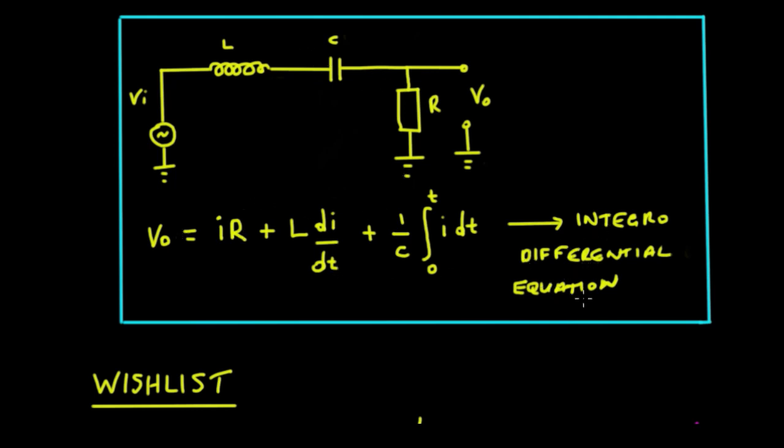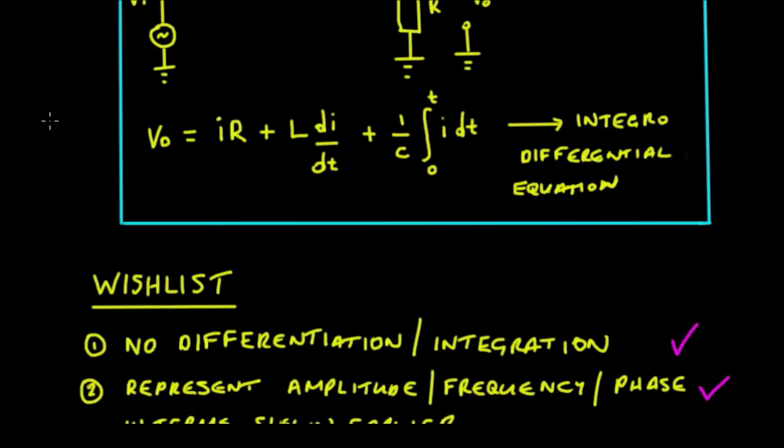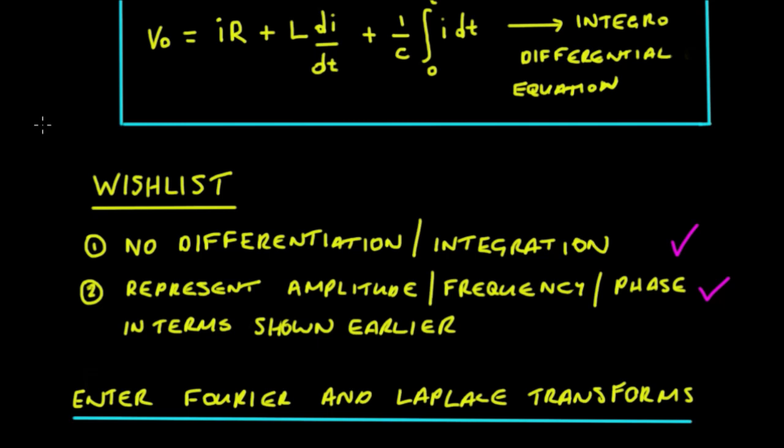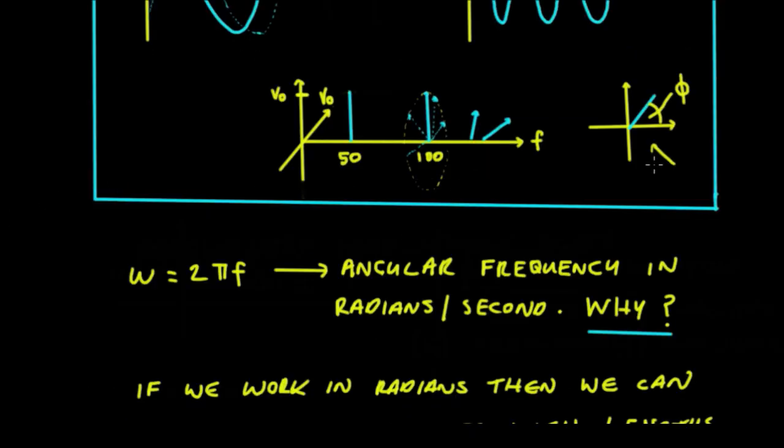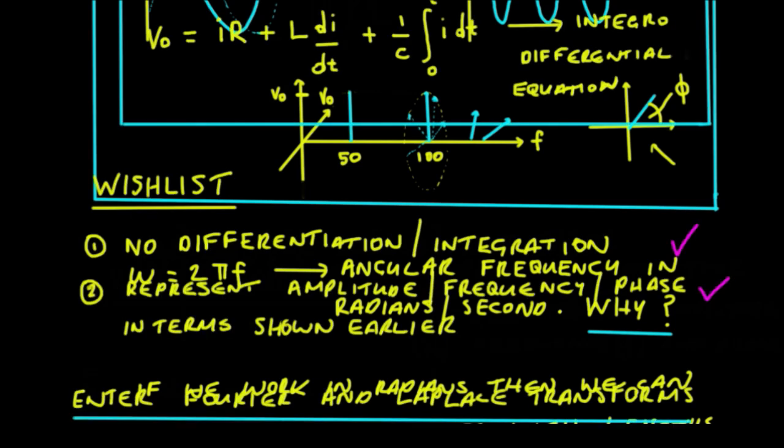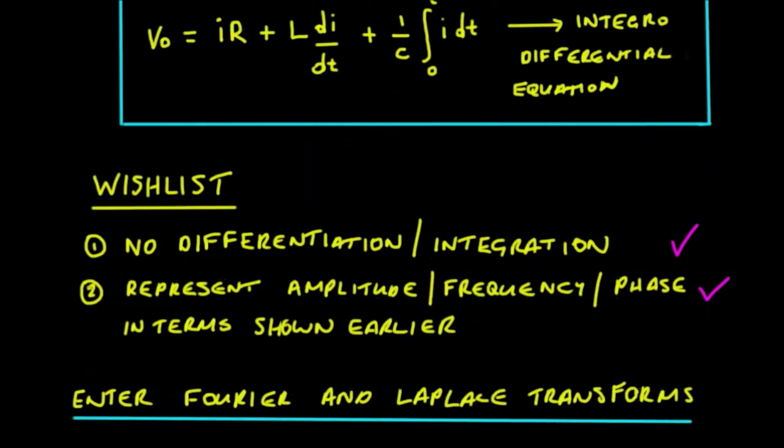We end up with these integral differential equations, which are awkward to work with and difficult to solve sometimes. So we're really looking for a wish list. Now our wish list is we don't want any differentiation, we don't want any integration. Also, we want to be able to represent our amplitude, frequency and phase in terms of what we had seen previously. So we want to still be able to represent our signals in these terms. Now the Fourier and Laplace transform gives us all of these things.